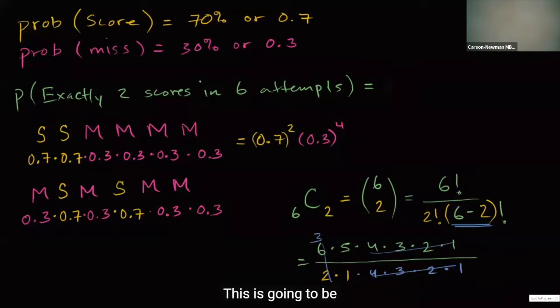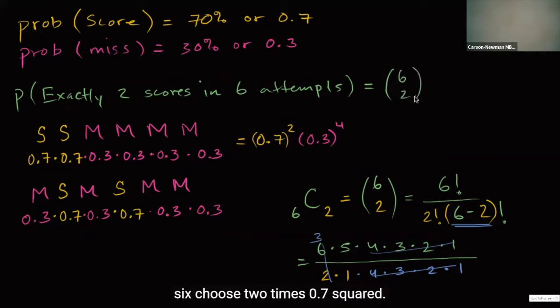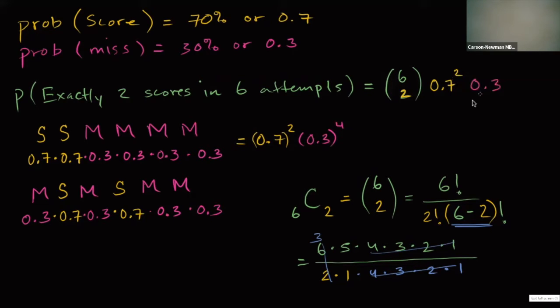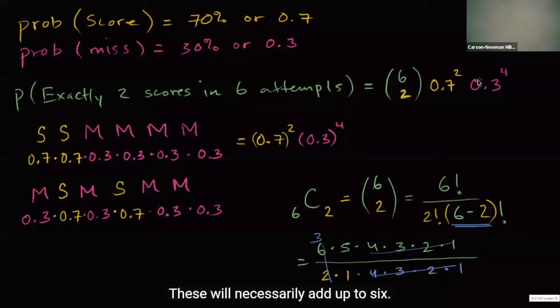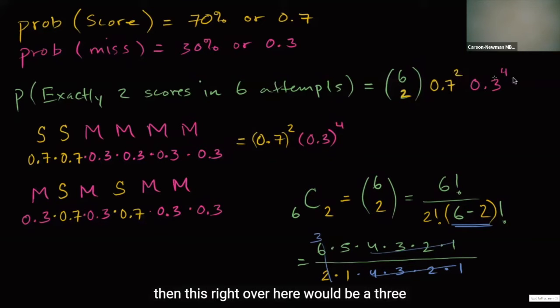This is going to be 6 choose 2 times 0.7 squared, because you're going to make 2, and then 0.3 to the 4th power. Notice these will necessarily add up to 6. So if this right over here was a 3, then this right over here would be a 3, and then this would be 6 minus 3, or 3 right over here.